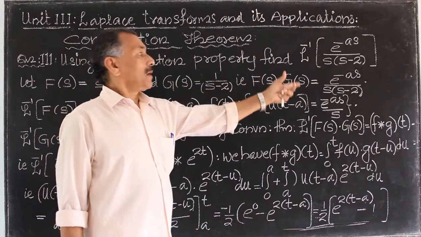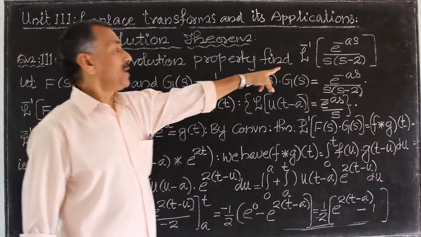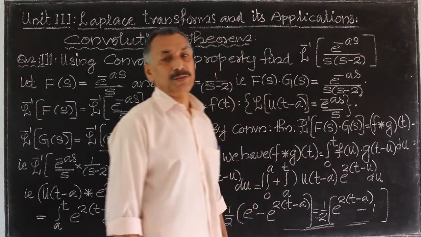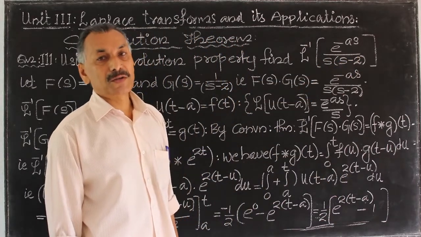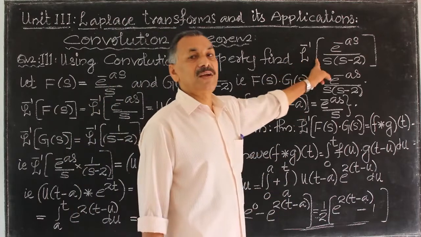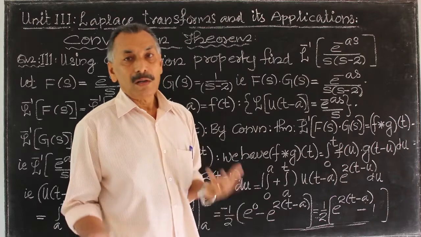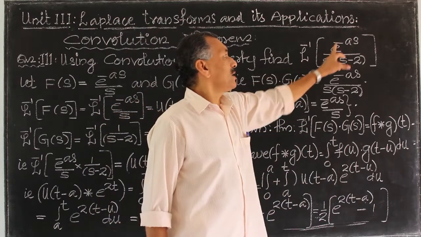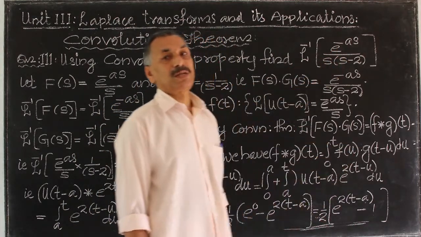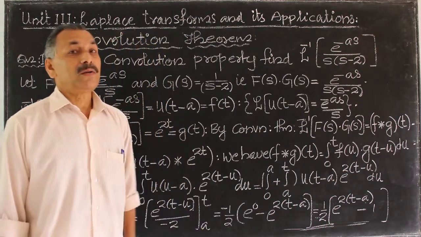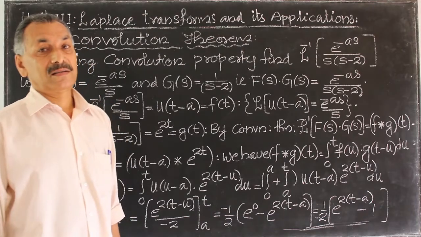Using the convolution property, find the Laplace inverse of e raised to minus as divided by s into s minus 2. Or find L inverse of e raised to minus as divided by s into s minus 2.